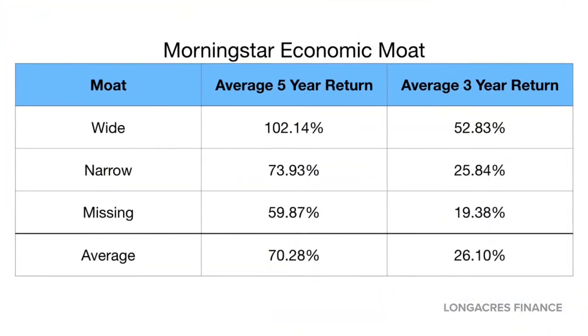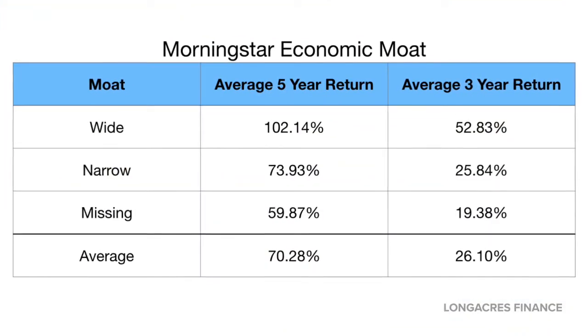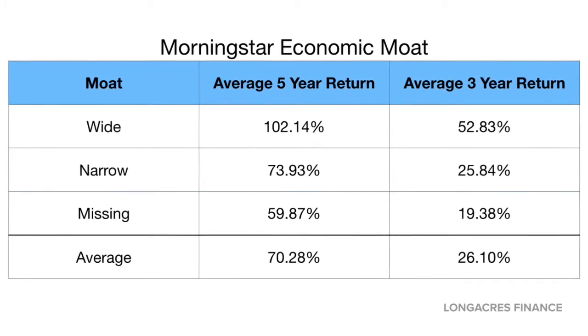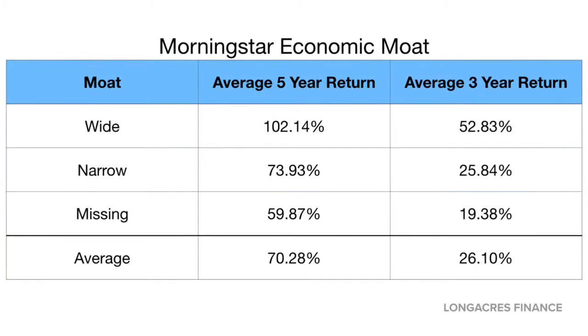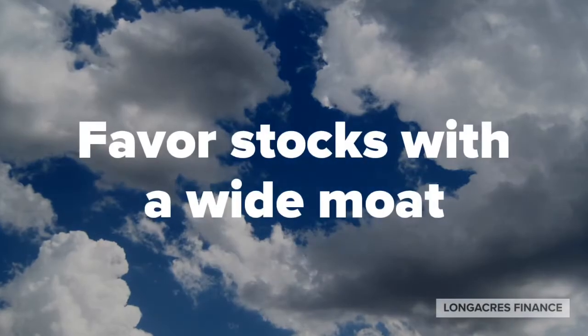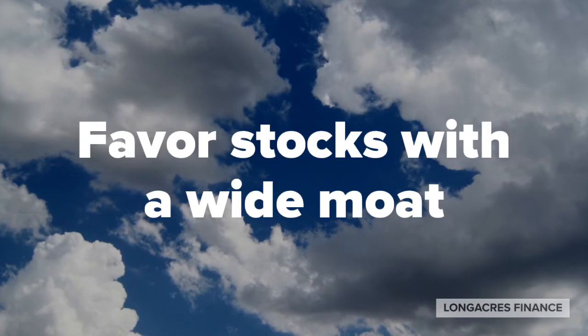As you can see in the table, stocks with a wide moat on average outperform the universe, while stocks with narrow moats on average were right in line with the universe average. Stocks that were missing this metric on average underperformed the universe average. Based on this trend, I will want my final screener to favor stocks with a wide moat.